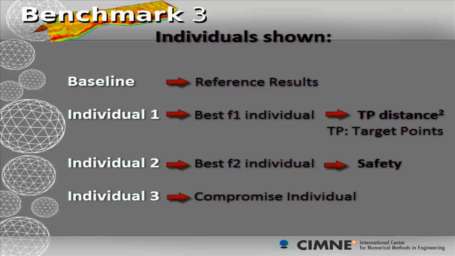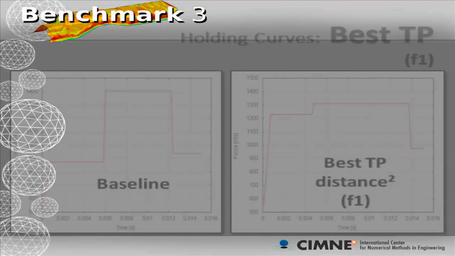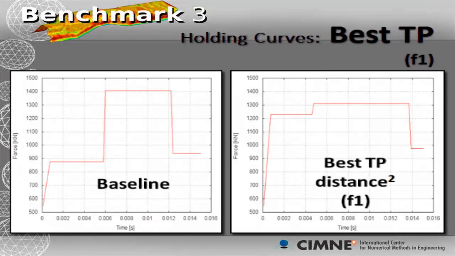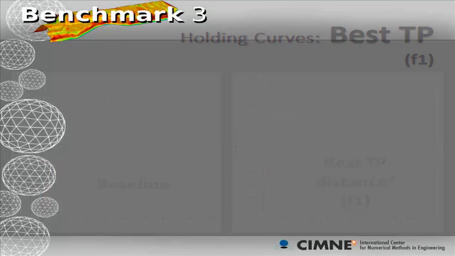Here you will see the detailed results of the 3 individuals: the best F1, that is to say the least spring back, the best F2, the most safety, and a compromise case. These are compared to the baseline. The holding force values to obtain the smallest spring back, best F1, need a force versus time curve according to the right graphic.